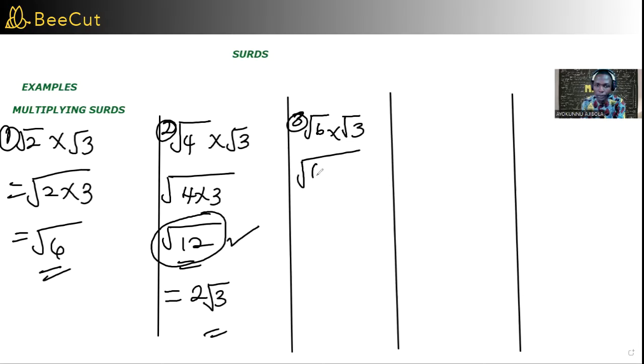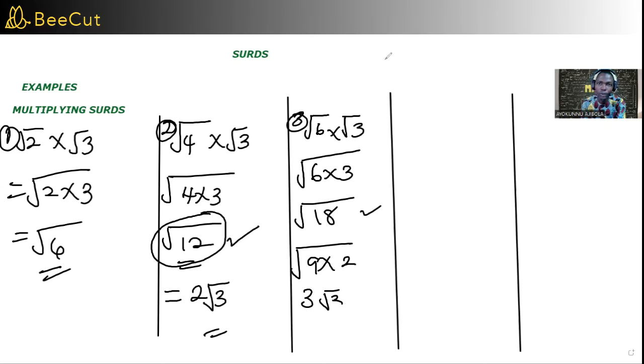This is going to be 6 times 3, and this will be 18. If this is in the objective, that's okay. But if it's not there, you can split it back, 9 times 2, and that will be 3 root 2. How did I get 3 roots? Because it's split from 9, and the square root of 9 is 3. So either of these is your answer, depending on what you're trying to test. But if it's theory, better you go to this one.